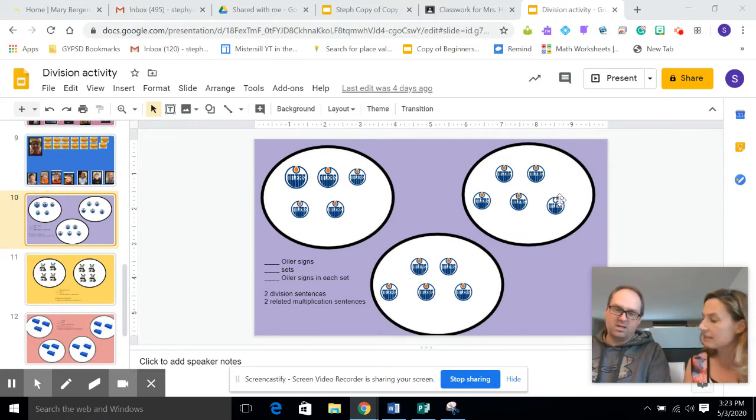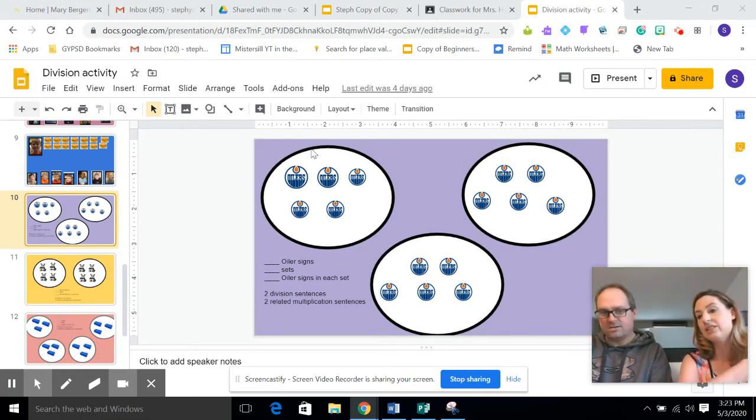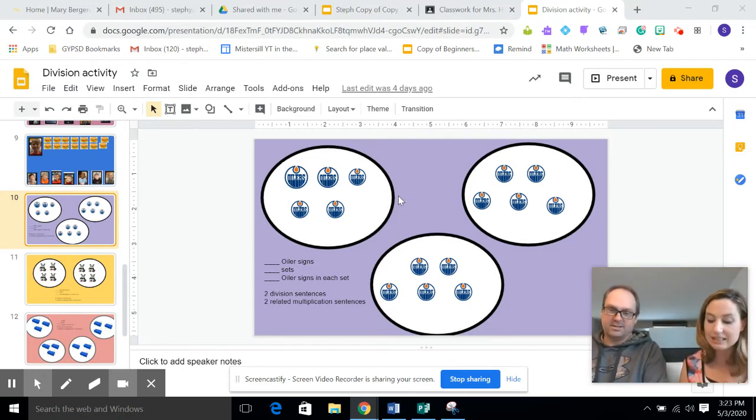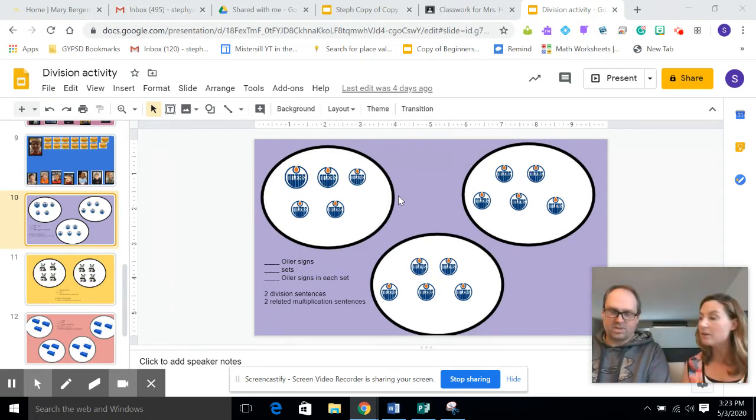How many sets are there? There are 3 sets. So if we have 15 divided into 3, how many Euler signs are in each set? There are 5 in each set. Exactly. So 15 divided by 3 equals 5. Is there another way we could say this?